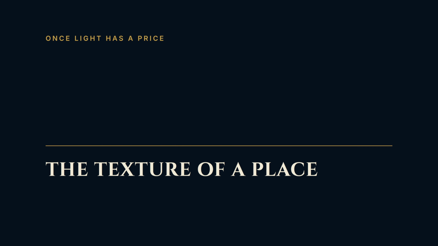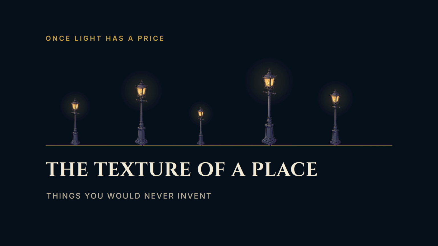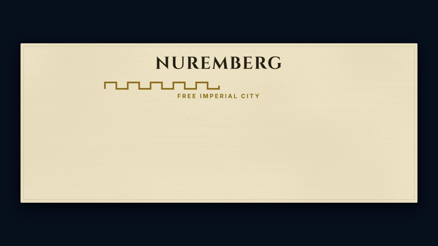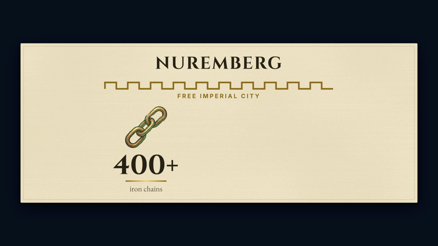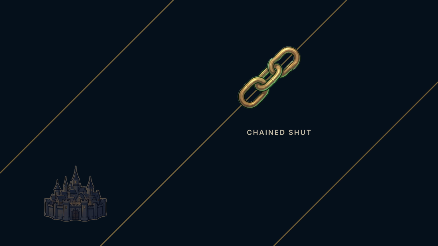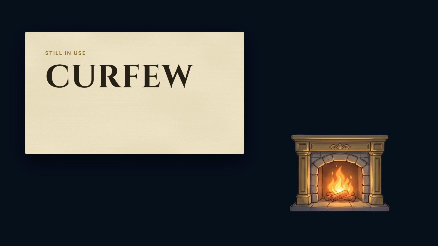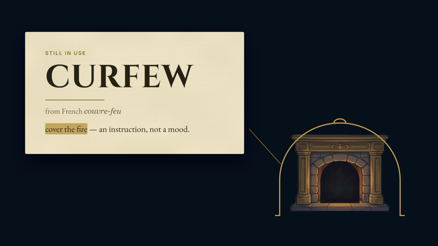Then there's the texture of a place. Once light has a price, people build things around that price you would never have thought to invent. Nuremberg, a walled German city that took its knights extremely seriously, kept more than 400 iron chains with locks to match. Drawn across the street mouths at night and locked, they cut the town into districts nobody could slip between in the dark. The word we still use for that hour is curfew, and it's couvre-feu, French for cover the fire, which is exactly what it told you to do.